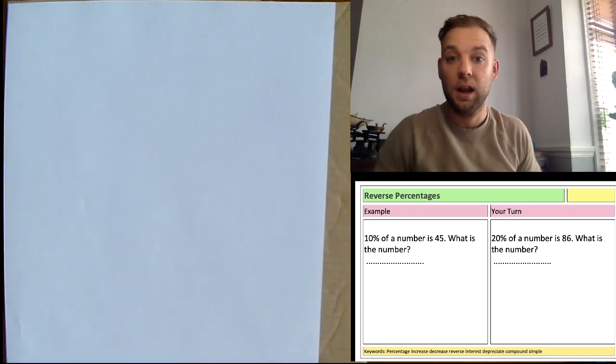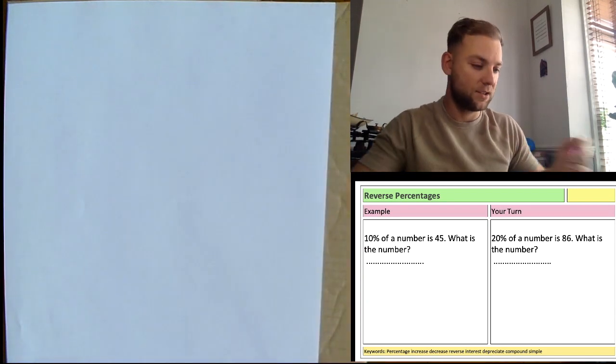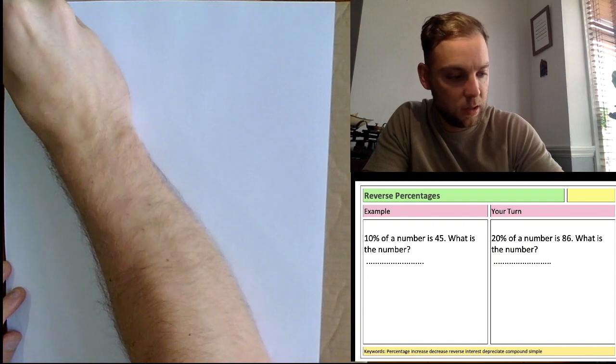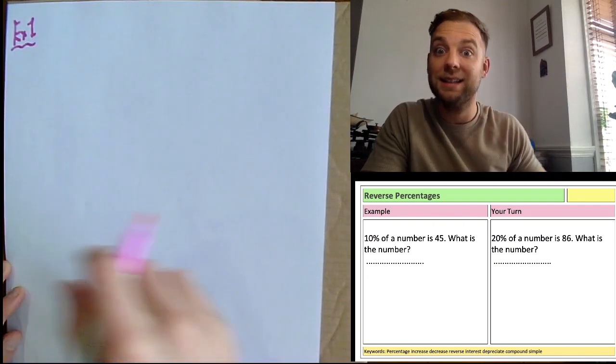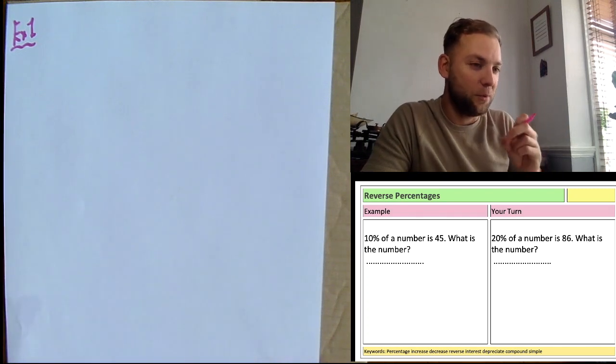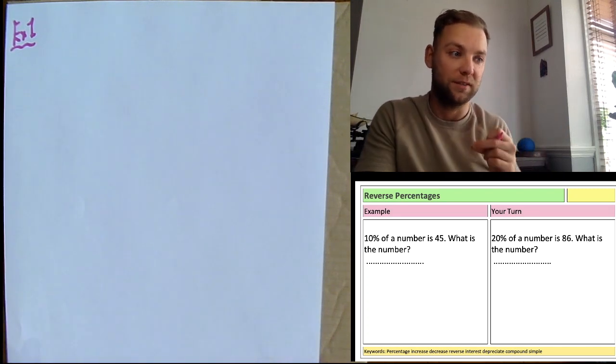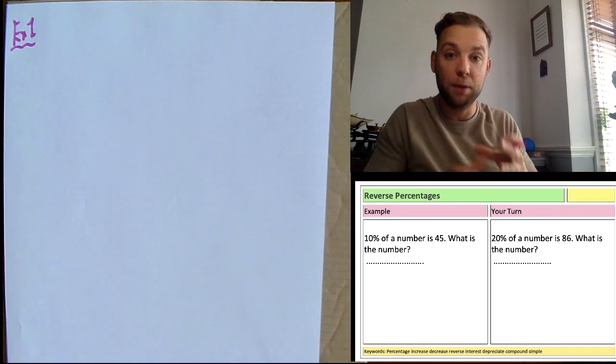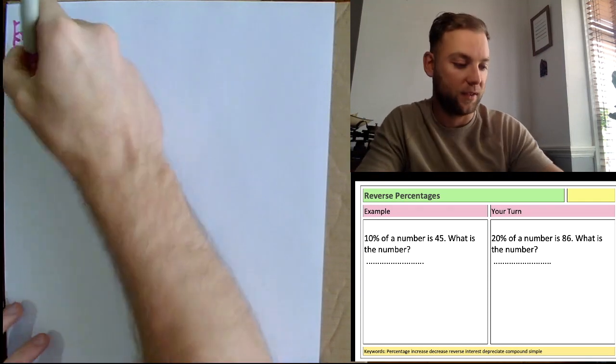So let's have a look at the bar method for this case. This one here is example 1. Remember to make sure you're getting these down in your notes. Remember, the only way to learn maths is to do it. So example 1, 10% of a number is 45. What is the original number? Now we're going to be looking at the bar method for this.